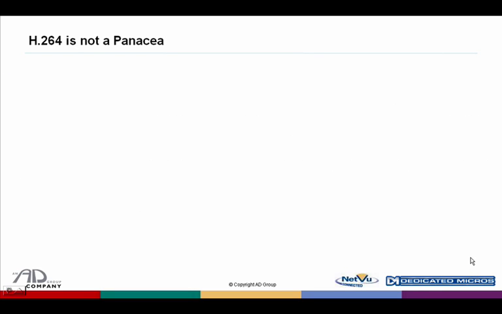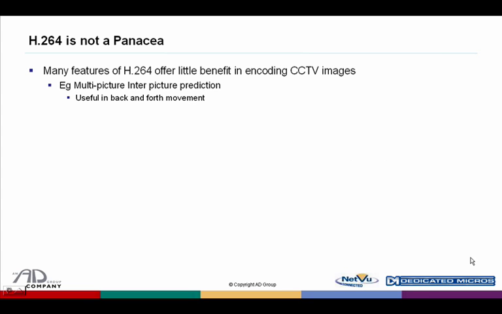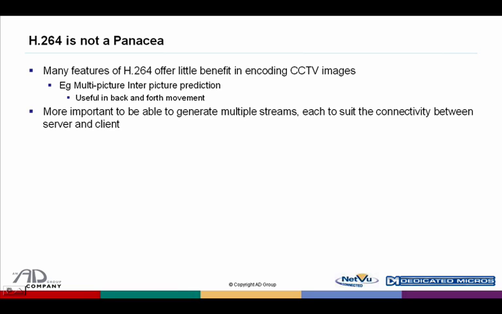H.264 then certainly shouldn't be seen as a panacea curing all ills, and many of the features of H.264, although very, very useful in an entertainment environment, offer very little benefit when we're encoding or decoding CCTV images. For instance, multi-picture inter-picture prediction is very, very useful in back and forth motion, which will be applicable in films and so on, but it provides no benefit at all in a CCTV application.